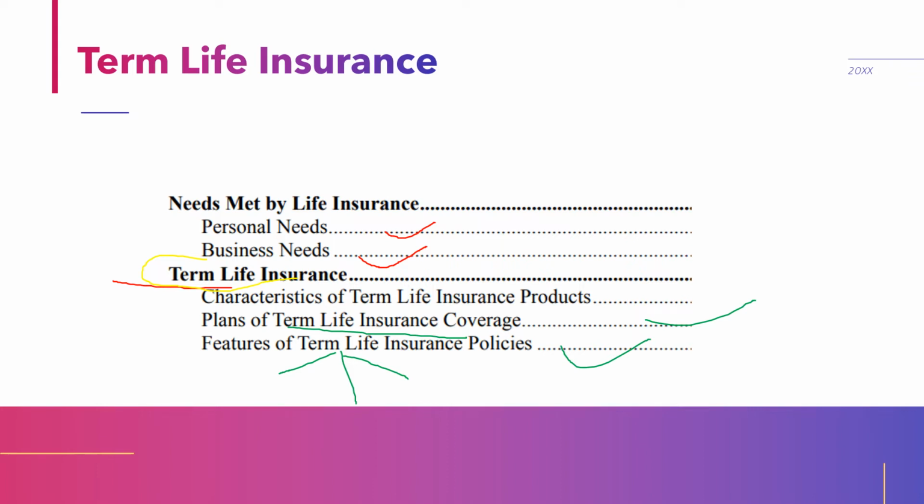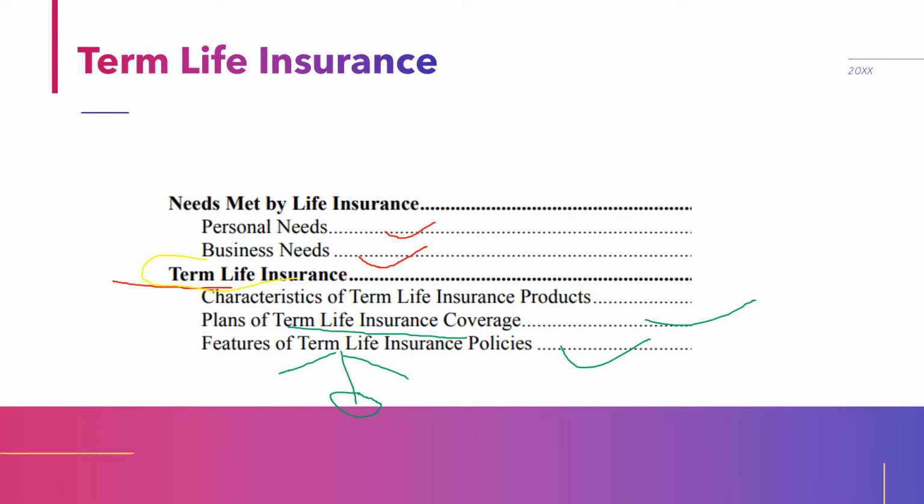The second one is convertible term insurance. Term insurance has the particular feature that we can convert it to cash value life insurance, that is universal life insurance or whole life insurance policy. So that we can do. That is the second feature of term life insurance policy.